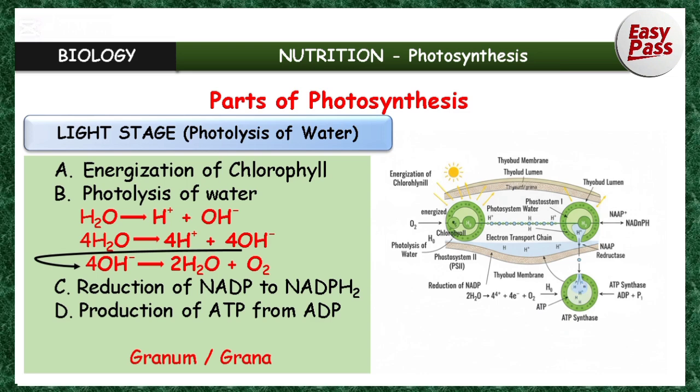The third part of photolysis of water, or of the light stage reaction, is actually called, let me use alphabet. Okay, the third stage now is referred to as reduction. It's called reduction of NADP to NADPH2.